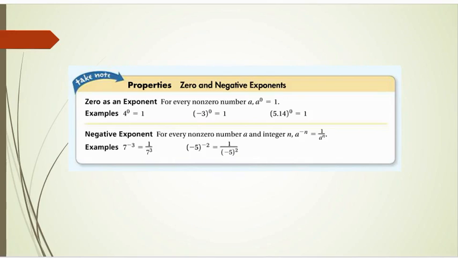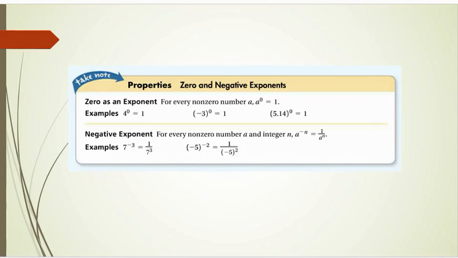Properties of zero and negative exponents. So a zero as an exponent is always going to make it equal 1. So a to the 0 equals 1. That means you can have 4 to the 0, negative 3 to the 0, 5.14 to the 0, and it's always going to equal 1.